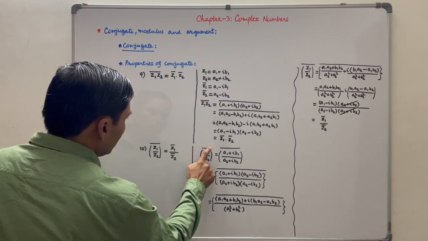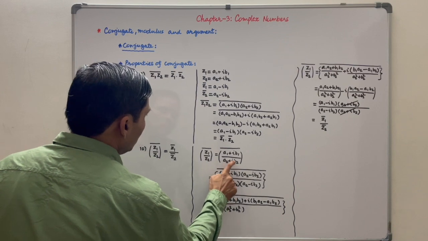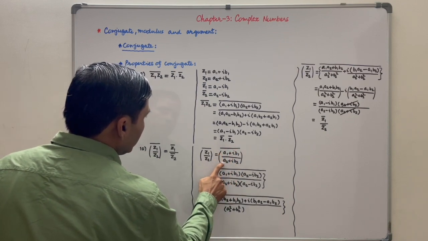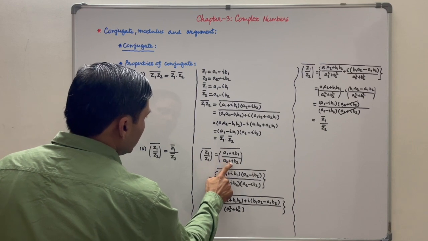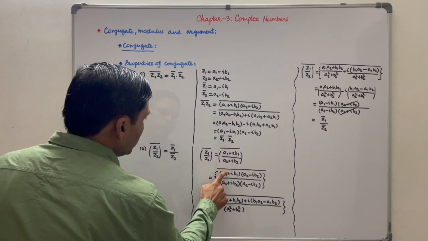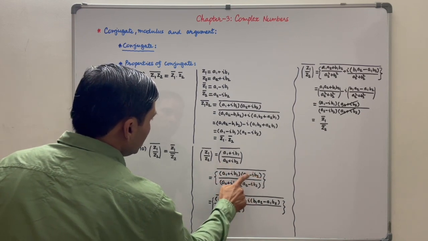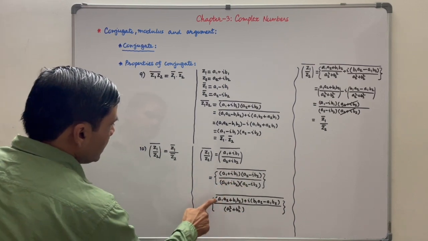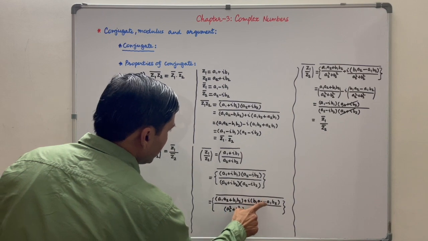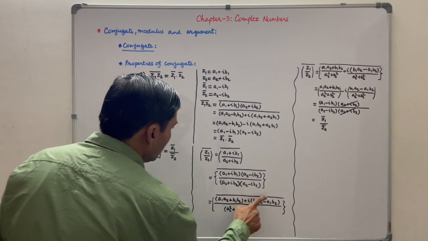z1 upon z2 whole bar is equal to a1 plus ib1 upon a2 plus ib2 whole bar. We will multiply both numerator and denominator by conjugate of denominator. Conjugate of denominator is a2 minus ib2. So numerator and denominator both are multiplied by a2 minus ib2. So this can be simplified as a1 a2 plus b1 b2 plus i into b1 a2 minus a1 b2 upon a2 square plus b2 square whole bar.